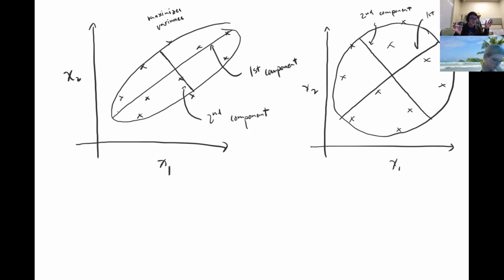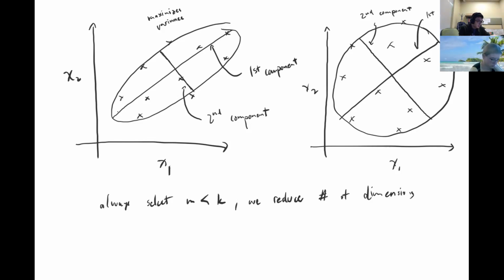And so the z's, which represent the components, are going to be all independent from each other. And since you're selecting m less than k, always select m less than k, we reduce the number of dimensions and prevent overfitting.